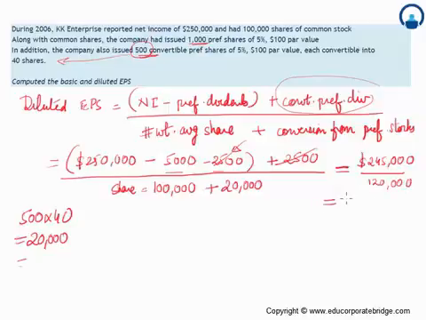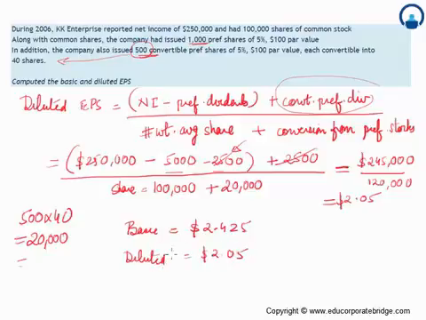So if we can calculate this quickly, this will come out to be $2.05. So what has happened essentially is that basic EPS was $2.425 and our diluted EPS is essentially 2.05. So what has happened is your EPS has gone down. In other words, diluted, and that's why it is called as diluted EPS.